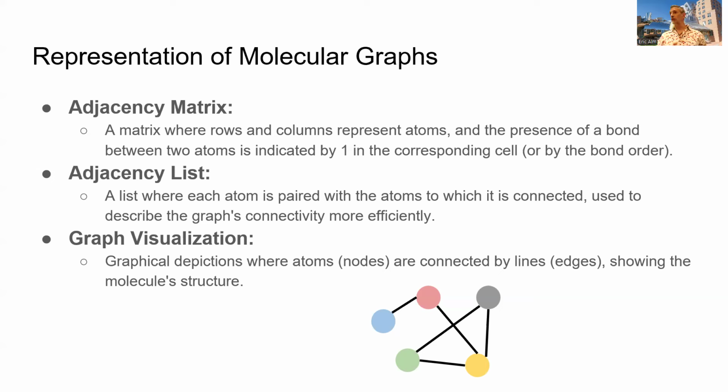We'd have a zero if two particular nodes, node I and node J, are not connected and a one if they are connected, or we might have an integer rather than 0, 1, like 0, 1, 2, 3, depending on whether it's a single bond, double bond, or triple bond. So that would be our adjacency matrix. It's going to be symmetric if we have an undirected graph, and it's going to be potentially asymmetric if we have a directed graph.